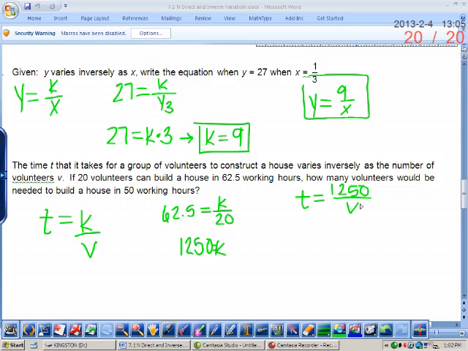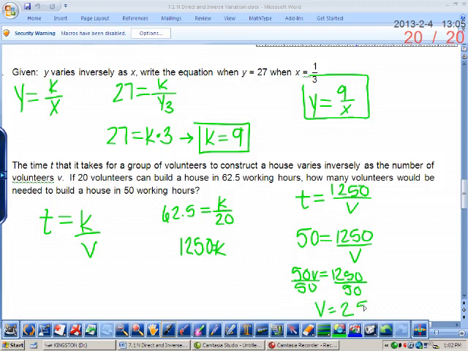Okay? So where do I plug in 50? For T. So 50 equals 1,250 over V. Multiply by V, so I get 50V equals 1,250. Good, divide by 50. So what do I get? 25 what? Volunteers.